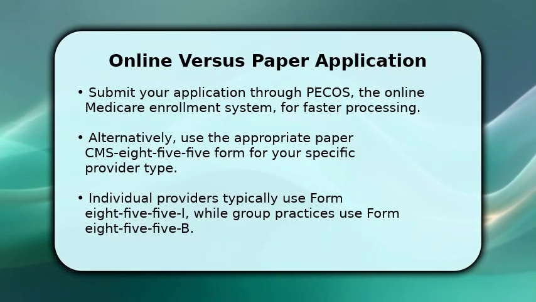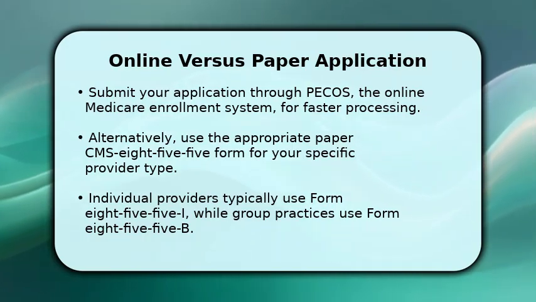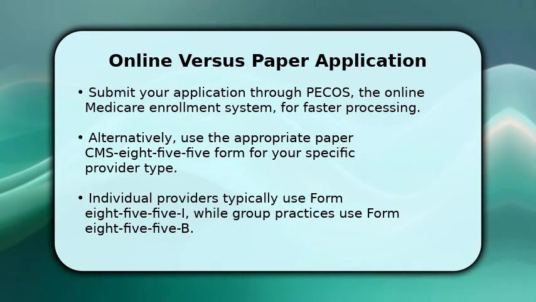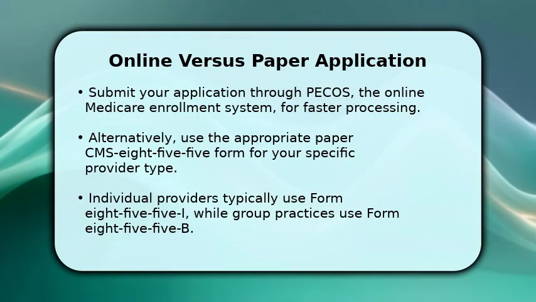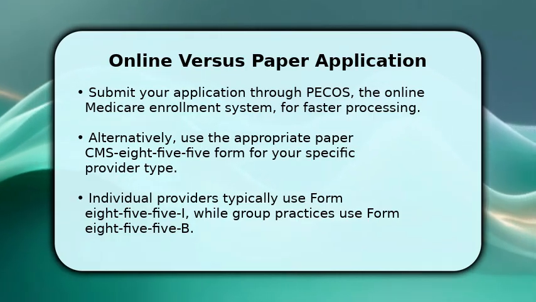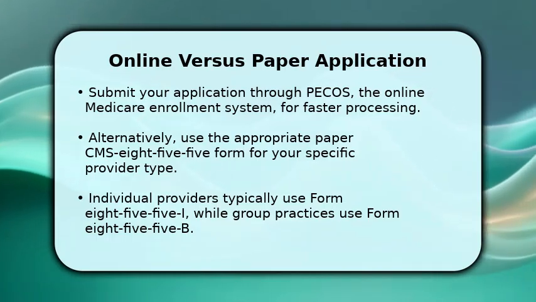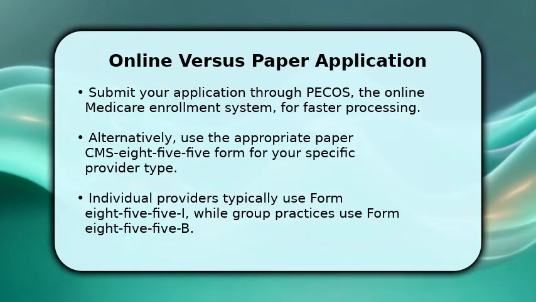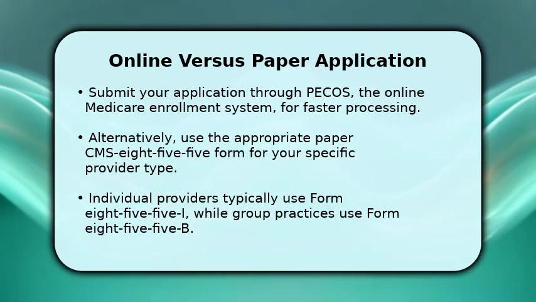Once you have your NPI, you'll choose your application method. The Provider Enrollment, Chain, and Ownership System, or PECOS, is the recommended online portal, offering a faster and more streamlined process. However, you can also submit a paper application using the relevant CMS 855 form. For individuals, that's typically Form 855I, and for group practices, it's Form 855B. Select the method that best suits your needs.